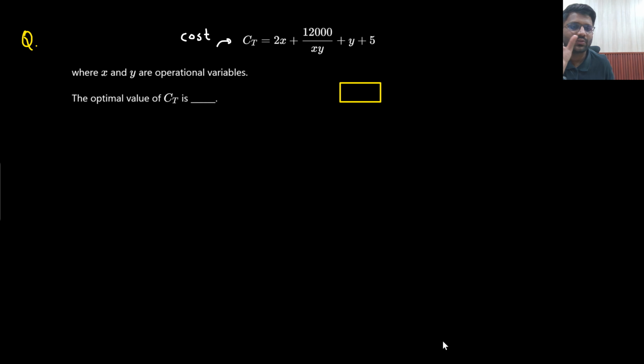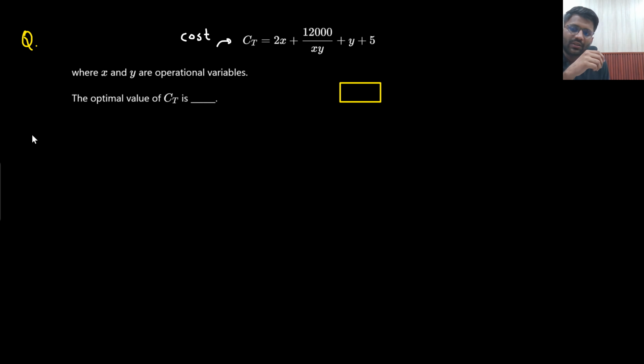This is a GATE PYQ only. So I know that it was completely written in the GATE examination that it is the cost. You would want the cost to be minimum. So what should be the minimum value of the cost? This is what they are asking. Okay, so you can try doing it on your own. What we need to do? We need to find out the point of minima only, right? We need to find out the point of minima.